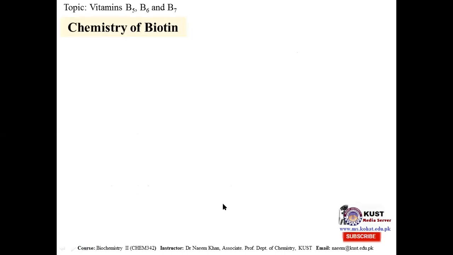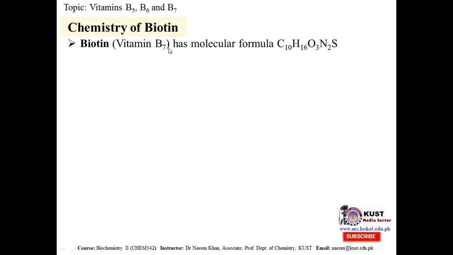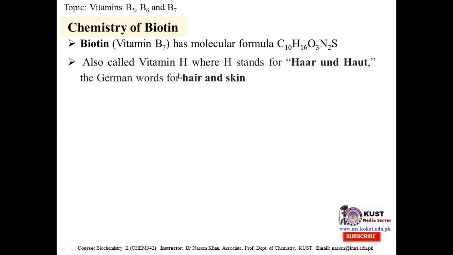Coming to the third and the last B vitamin of this series for today's discussion is biotin. It is vitamin B7, having molecular formula C10H16O3N2S. This vitamin is also called vitamin H, where H stands for Haar and Haut. These are German words meaning hair and skin. Actually, this vitamin has a very important function for hair and skin.